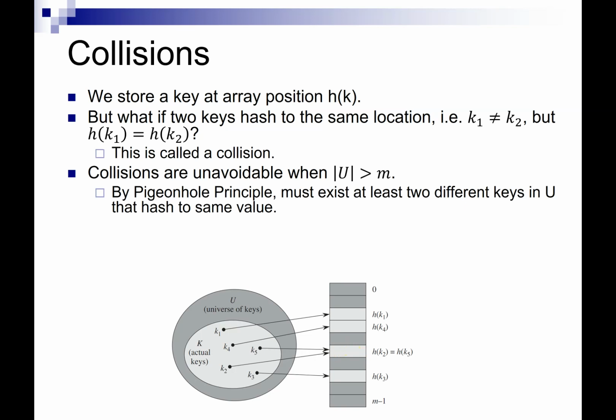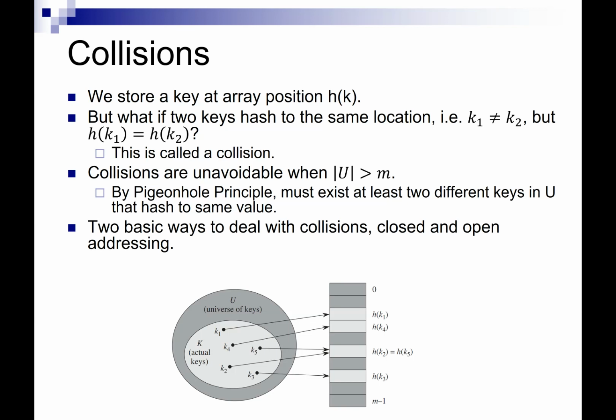Now, collisions are in fact unavoidable if your universe is larger than your hash table size. For example, if you have 100 potential keys and your hash table only has size 10, then I can always find two different keys that go to the same location. Otherwise, if you want every key to go to a different location, you can have at most 10 keys. So we need to somehow deal with these collisions.